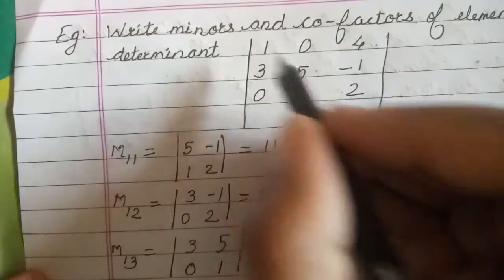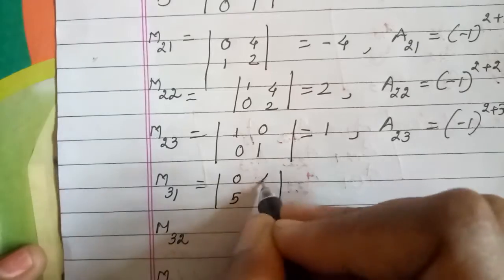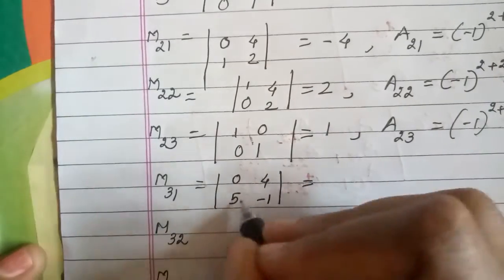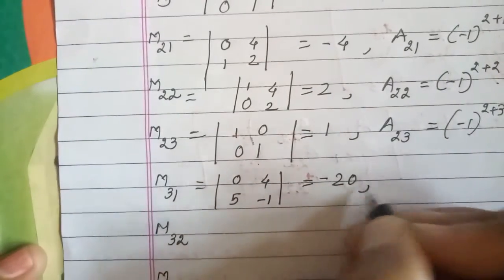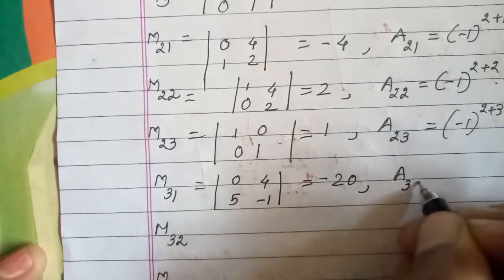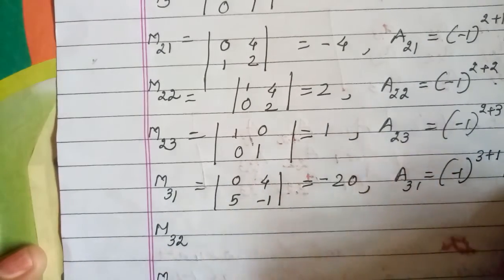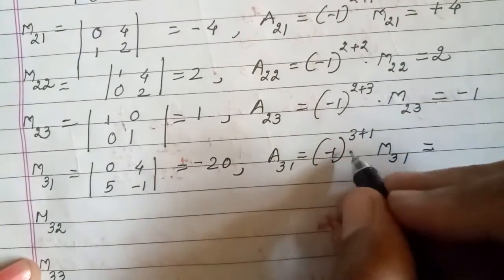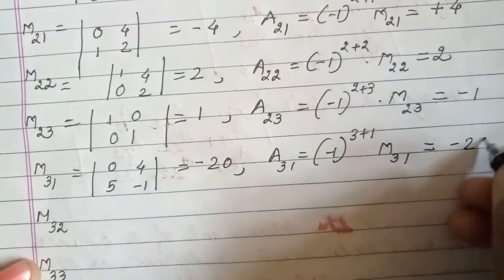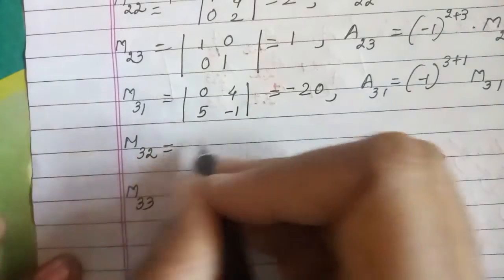M31, third row, first column. So 0, 5, 4 minus 1. So it is 0 minus 20, minus 20. Now A31 is nothing but position 3 plus 1 into M31. So it will be minus 20 again, because this position is positive.